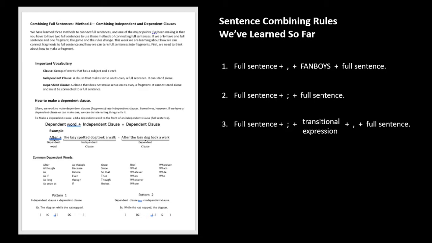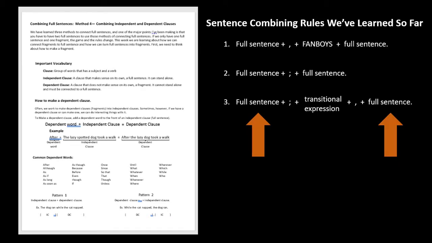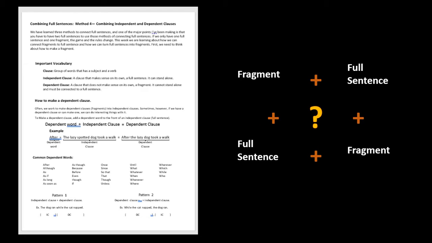Method 2 is the simple semicolon, where a semicolon all by itself is strong enough to hold together two full sentences. And then 3, we learned the fancy semicolon rule, where you use a semicolon, a transitional expression, and a comma to hold together two full sentences. And what these rules all hinge on is that you have two full sentences to connect. But what if you have a fragment and a full sentence? How can we put those together?